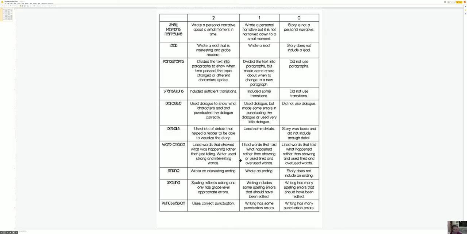If you have a 0 on your ending because you just kind of quit, you didn't really tie it all together, maybe you can say, all right, well, for my writing this time, I'm going to work on my ending, okay? There might be lots of things that you want to work on. There might be only 1 or 2 things. I want you to pick 3 goals that you can work on to become a better writer.